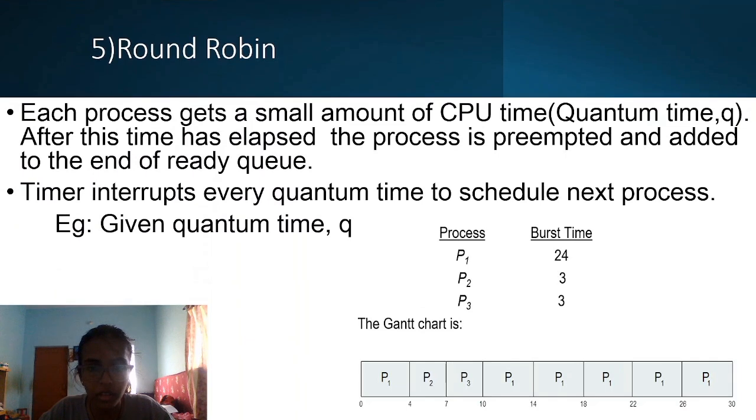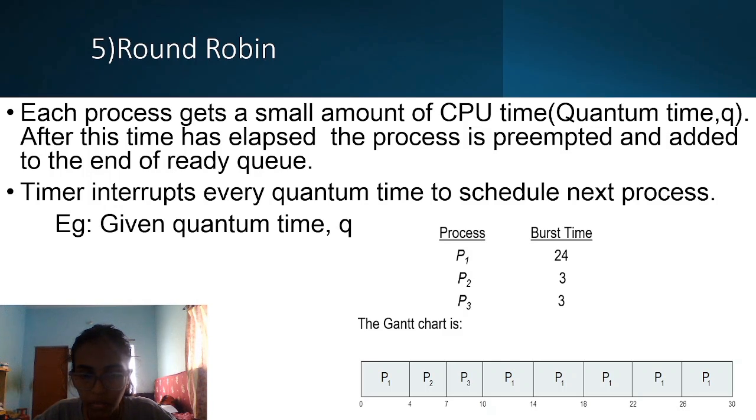Round robin scheduling algorithm. In this algorithm, each process gets a small amount of CPU time called quantum time. After this time has elapsed, the process is preempted and added to the end of the ready queue. The timer interrupts every quantum time to schedule the next process. Here in the following Gantt chart, the quantum time is 4.